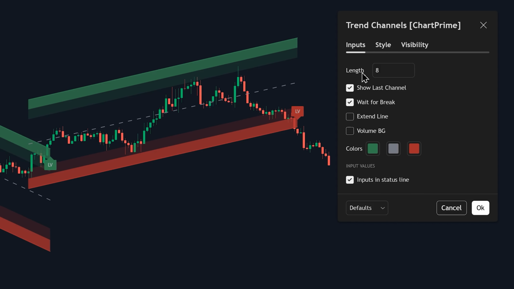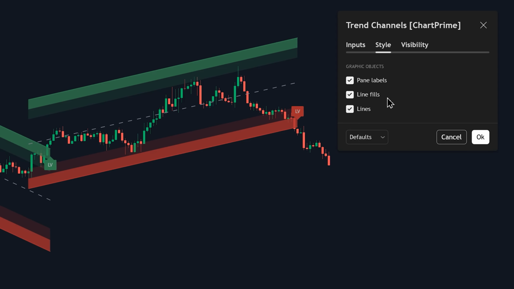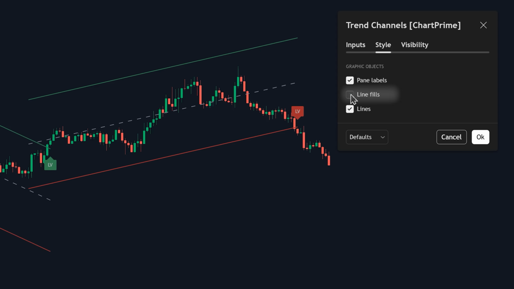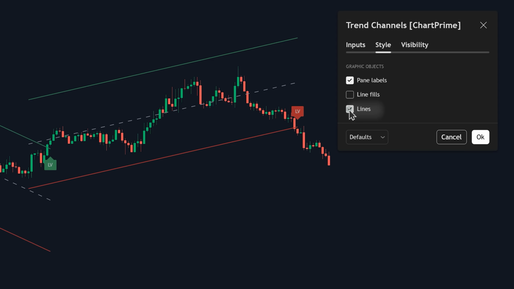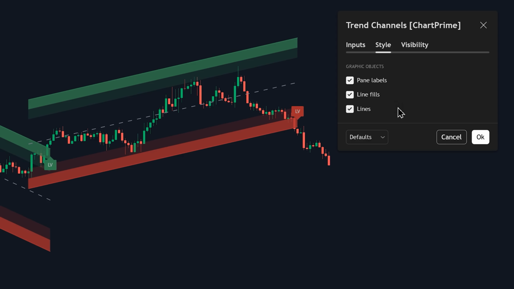Then, if you click over to the Style tab, you've got a few more visual options. Pane labels will show labels related to the indicator in its pane. Line Fills controls whether the area between the channel lines is filled with color, which can make the channels really stand out. And Lines simply controls the visibility of the channel lines themselves. For most folks, the default style settings are probably good to go, but it's nice to know you can customize them if you want. So, once you're happy, you just click OK.